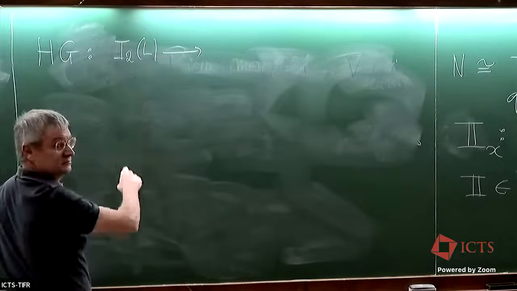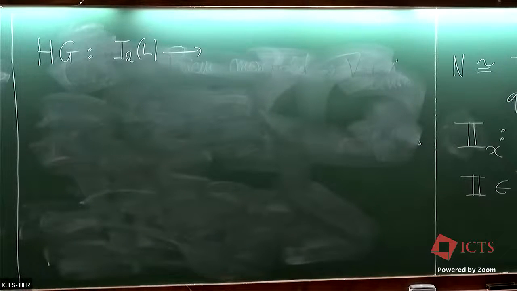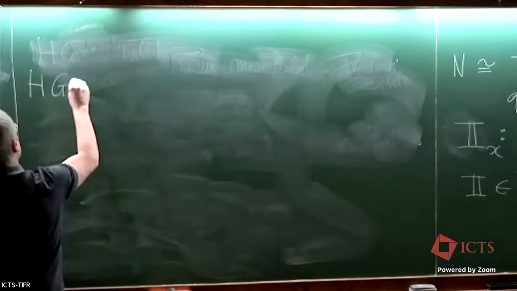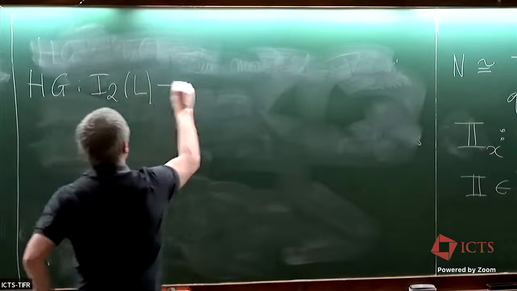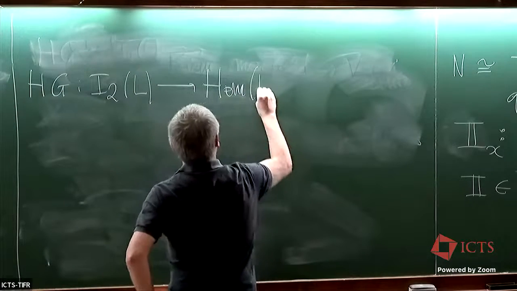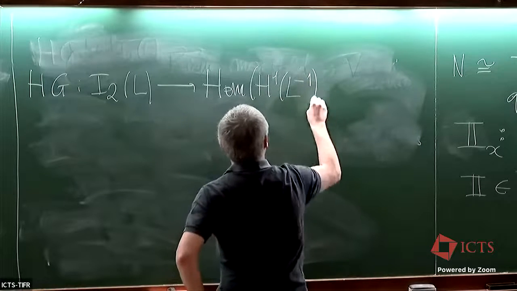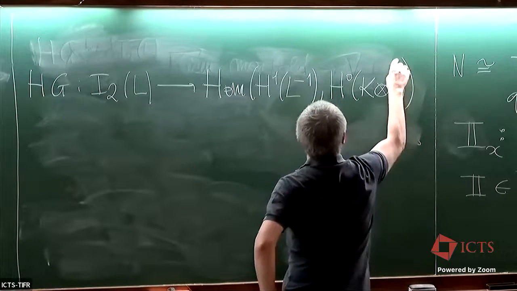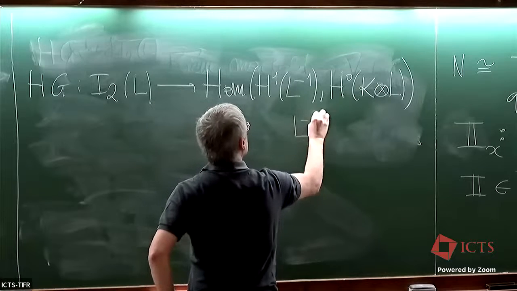Can you see there? I2 is the kernel of M. So it is the set of tensors here that when multiplied go to 0. So this is the definition of the symbol. So the Hodge-Gaussian map will be a map like this. Here, L-1 is simply the dual line bundle.